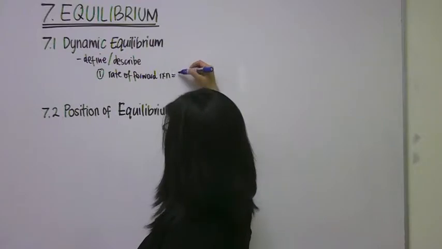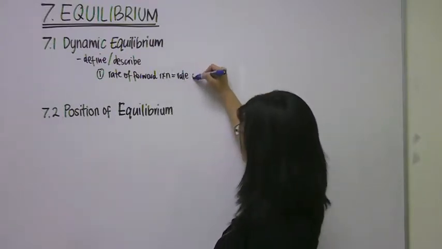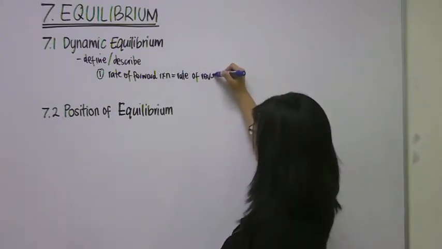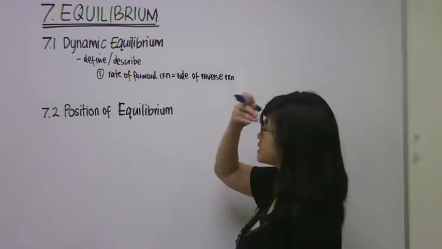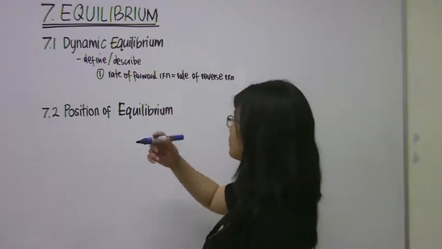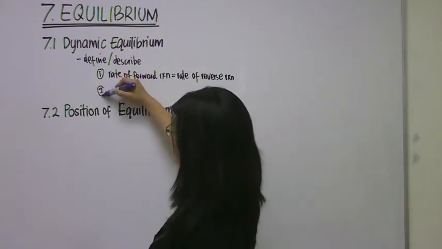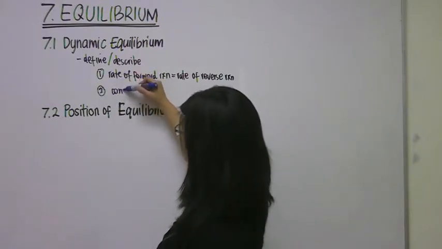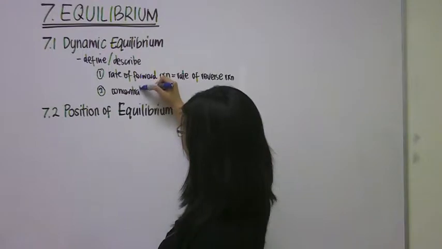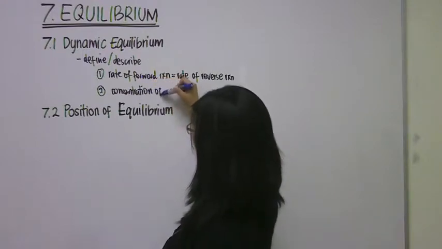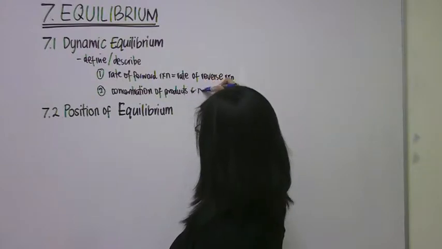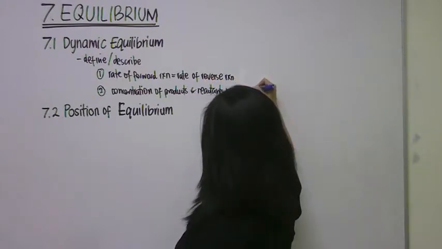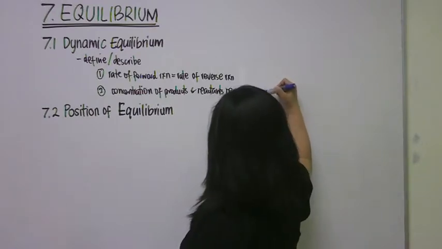reaction is equal to the rate of reverse reaction. Okay, so this is the first description that they want you to say. And then the second one will be concentration of products and reactants remain constant.